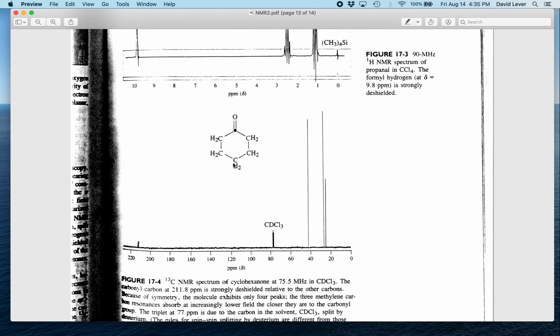And then we have a single CH2 furthest from the carbonyl group, upfield, and then a pair of CH2s here and a pair of CH2s there. So there's symmetry. One of the things the carbon NMR allows you to determine is symmetry. We know this is a C6H10O molecule, but we only see 4 signals, and that tells us that there's going to be a plane of symmetry somewhere in the molecule.